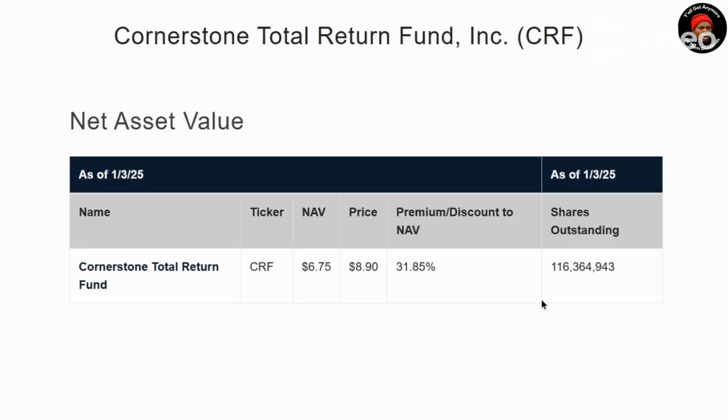Now, CRF is a Cornerstone fund. This is an example of a fund that's trading at a premium. Their asset value, all their assets minus their liabilities divided by their shares, gives a share price of $6.75. That's the true value of this fund. However, on E-Trade, on Fidelity, on all the exchanges, they trade at a price of $8.90. So you're paying a 31% premium to buy shares of CRF.